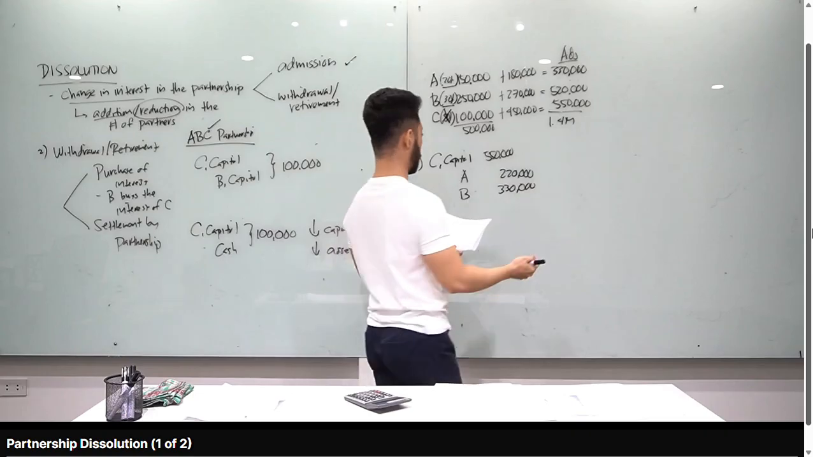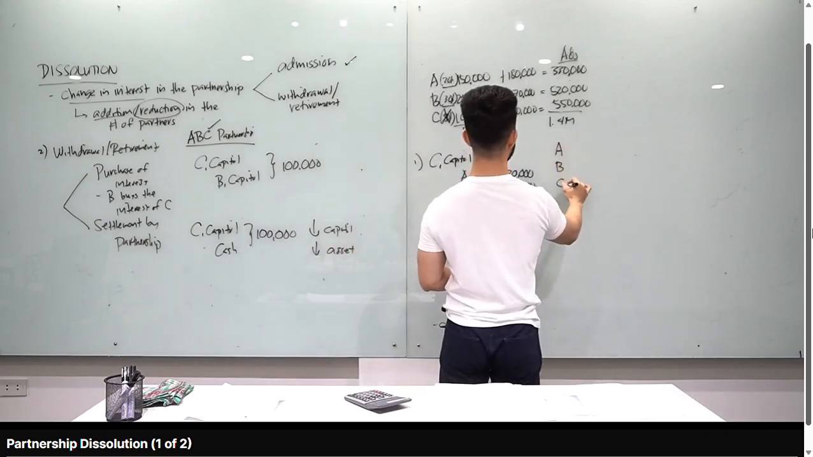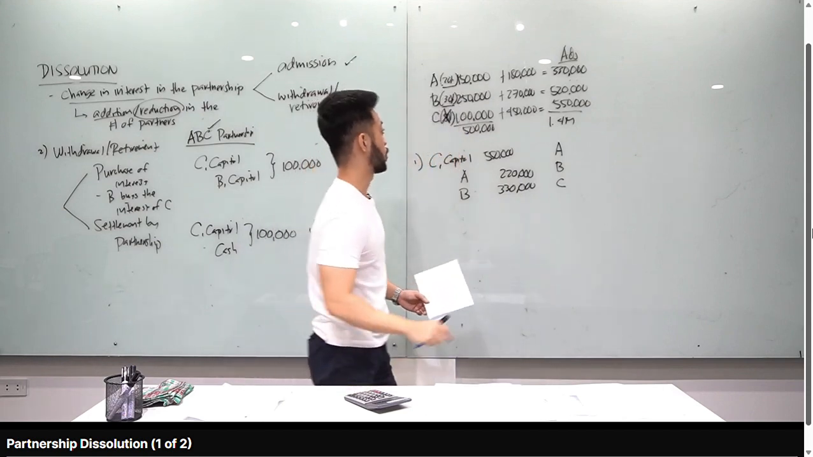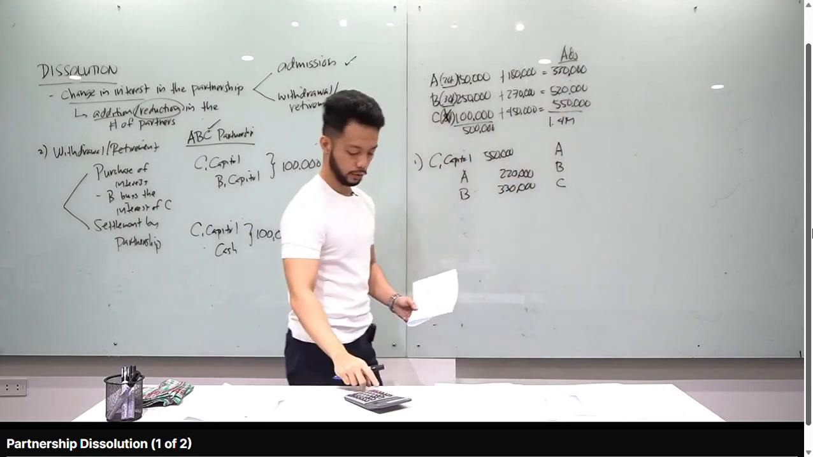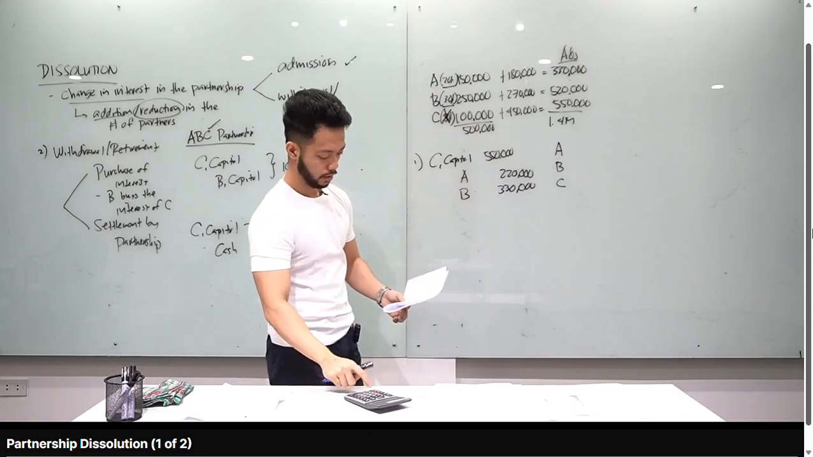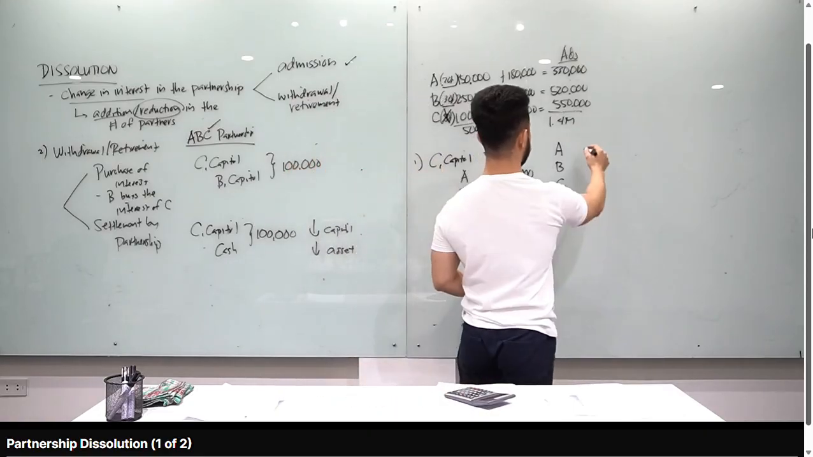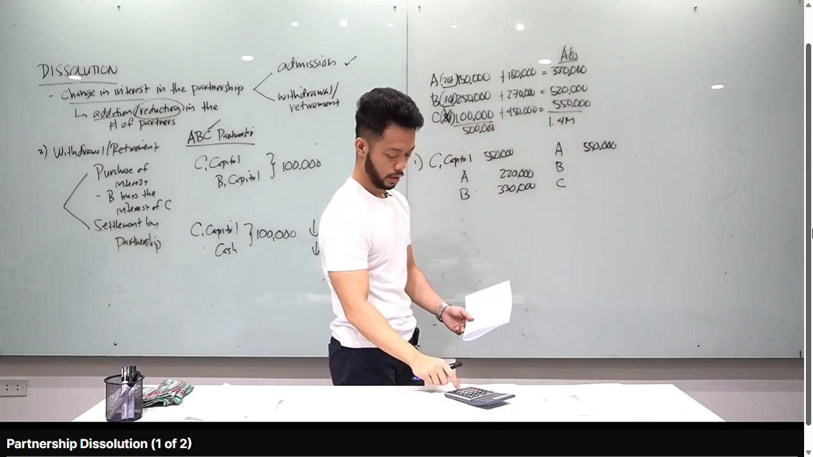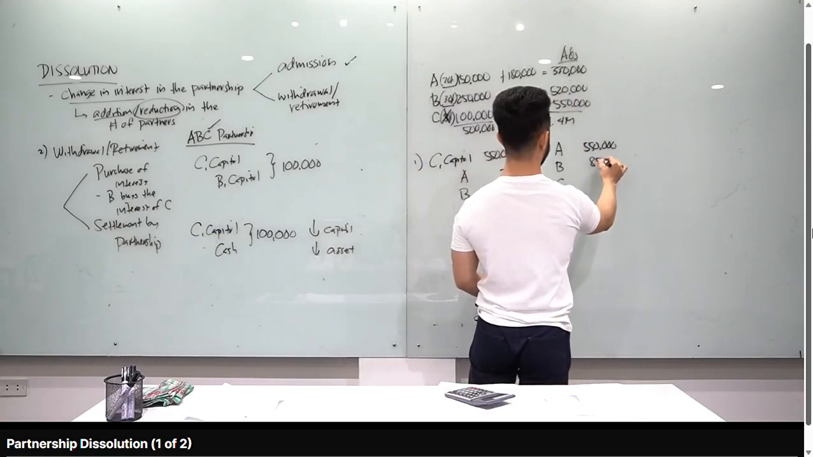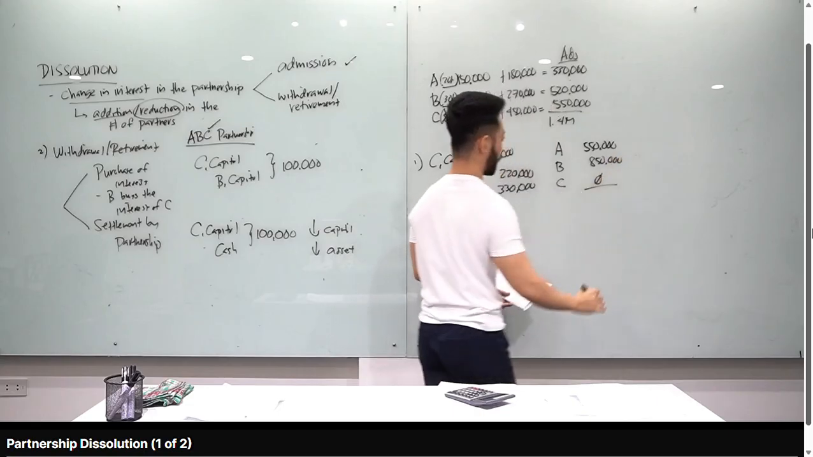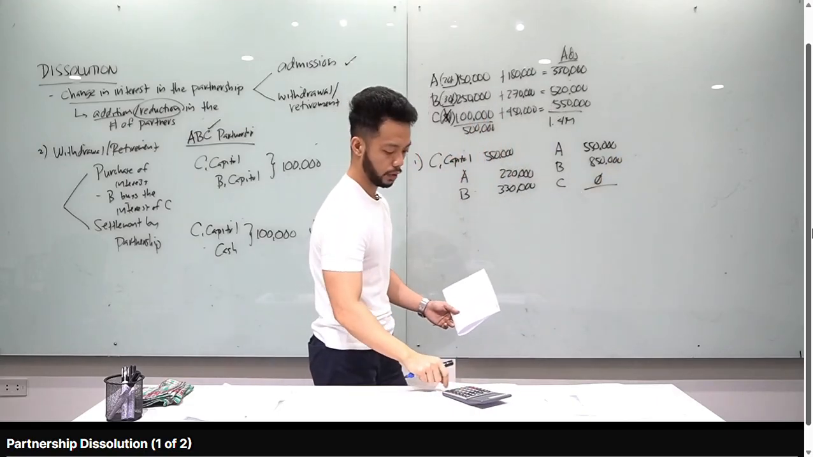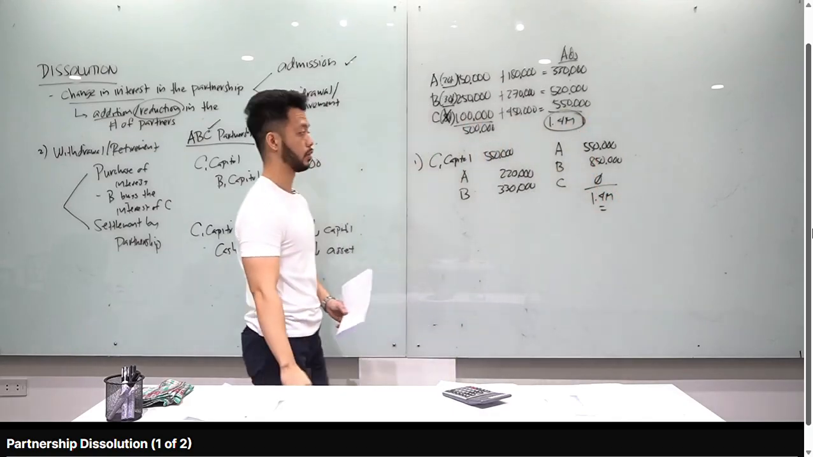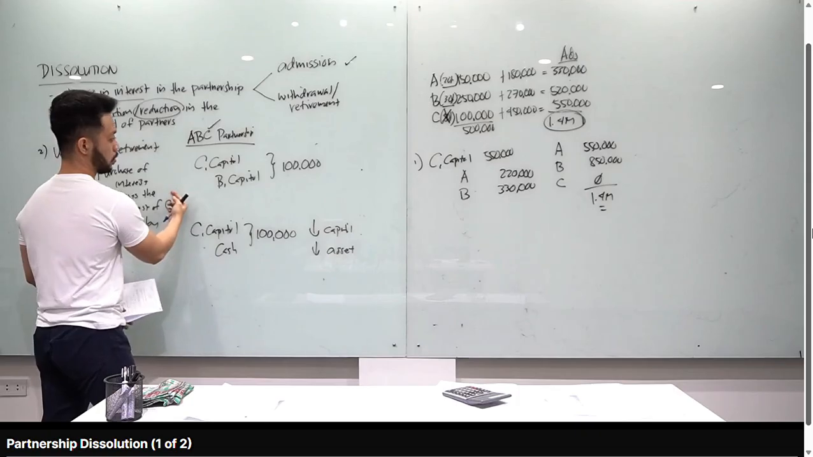Now, let's compute for the adjusted capital balances of the partners, A, B, and C. So, si A, 330 plus 220. Okay, si partner A, meron siyang 550,000. Alright? Si partner B naman, 520 plus 330, 850,000. Obviously, alis na si C, 0 na yan. Compute ka natin class yung total capital, 850 plus 550, 1.4 million, which is still equal to the original capital. Okay? Because kapag purchase of interest, wala tayong change in capital.